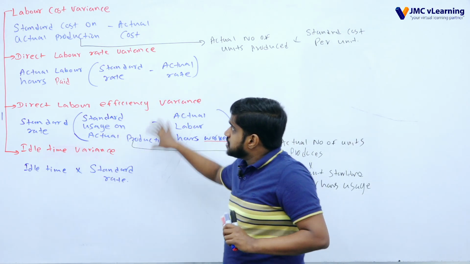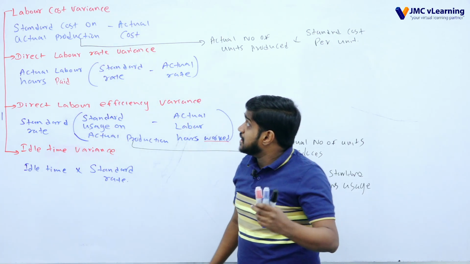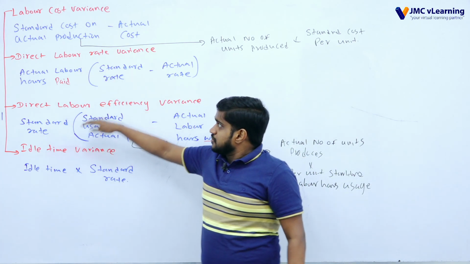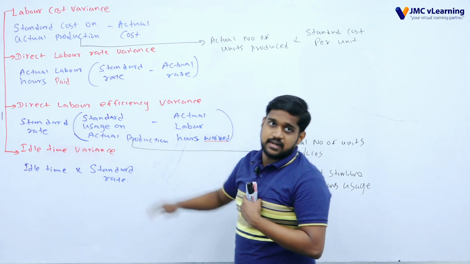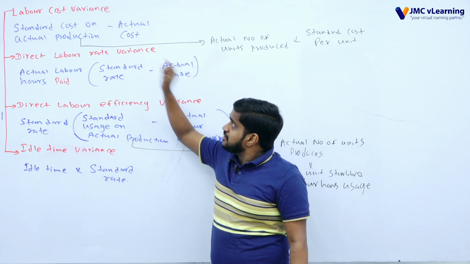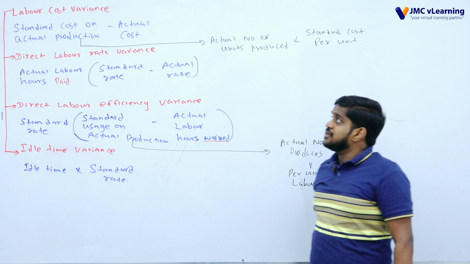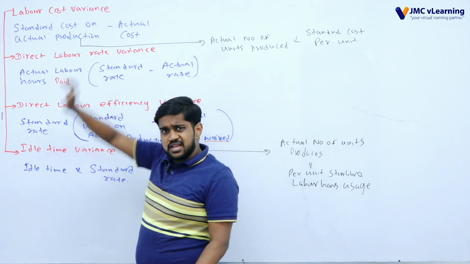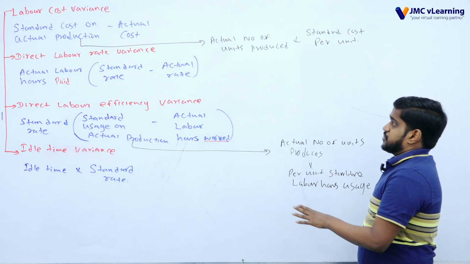Then the combination of all three of those variances, we can get as the direct labor cost variance. That means simply direct labor rate variance plus direct labor efficiency variance plus idle time variance. The summation of all of those things we can get as the direct labor cost variance. So otherwise, using this formula, we can calculate simply standard cost on actual production minus actual cost, okay.